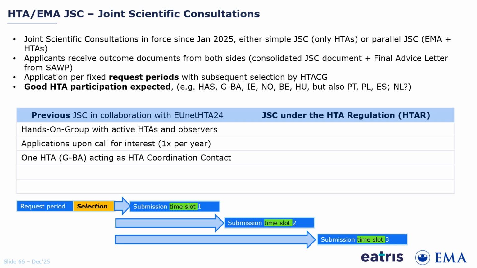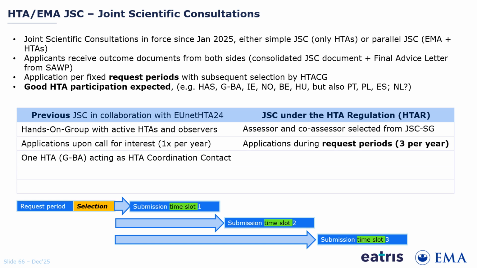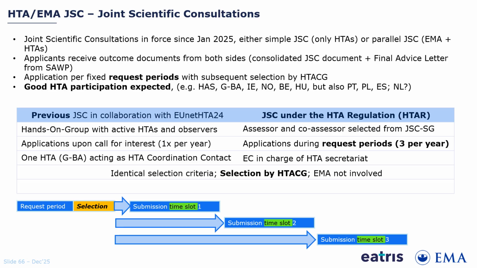Under the HTA regulation, assessors and co-assessors are now selected from the JSC subgroup. Applications take place during request periods, and the European Commission leads the HTA Secretariat function. The key features remain consistent, the selection criteria are identical, the selection itself is made by the HTA coordination group, while EMA is not involved in the selection. For parallel JSCs, the time slot for assessment is allocated only after the selection decision. The submission time slots shown here illustrate the regular and predictable structure of the process.